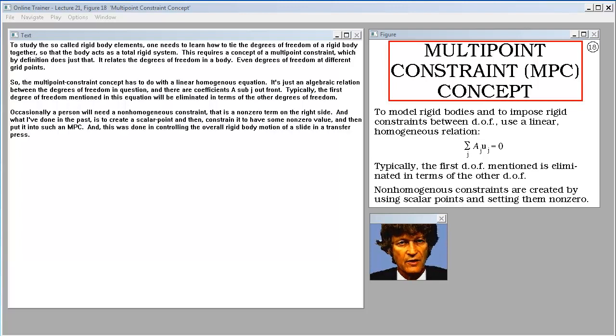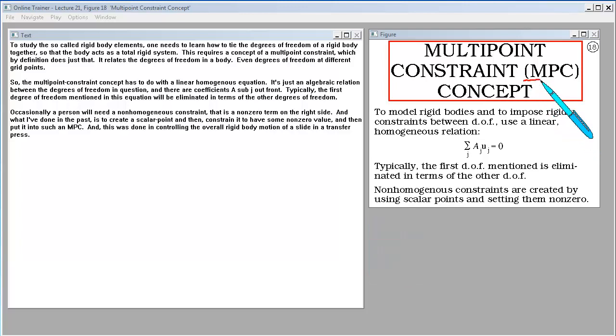To study the so-called rigid body elements, one needs to learn how to tie the degrees of freedom of a rigid body together so that the body acts as a total rigid system. This requires a concept of a multipoint constraint, which by definition does just that. It relates the degrees of freedom in a body, even degrees of freedom at different grid points.